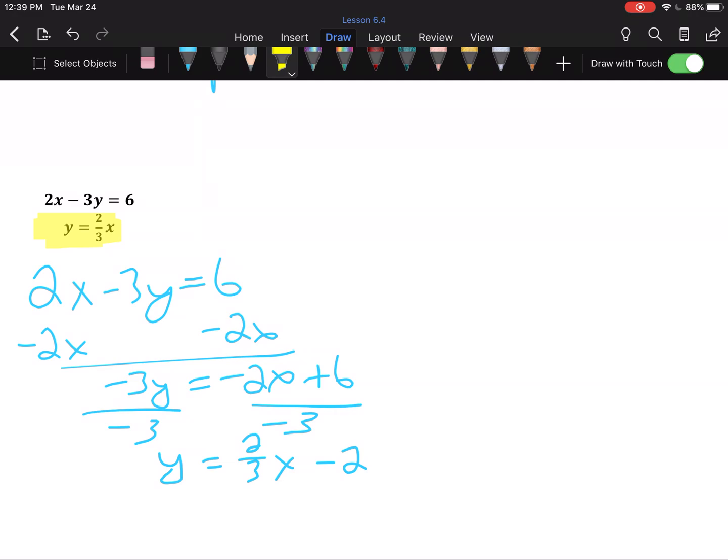But this has a y-intercept of 0 because it's not even written. And this has a y-intercept of negative 2, different y-intercepts. That means they are parallel. And that means there's no solution. And that means they are inconsistent.